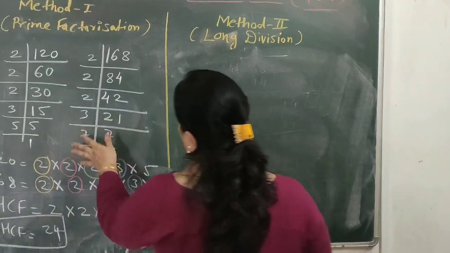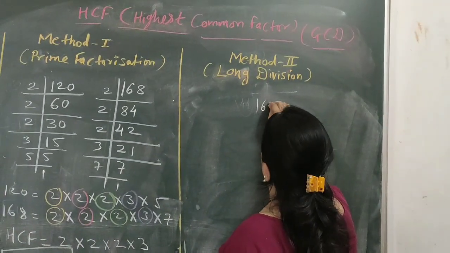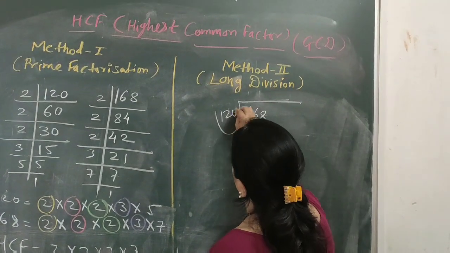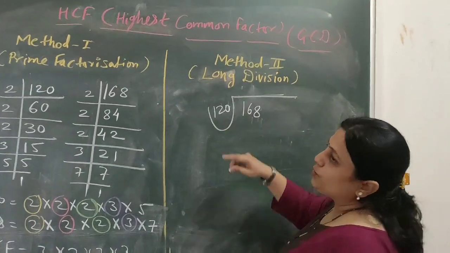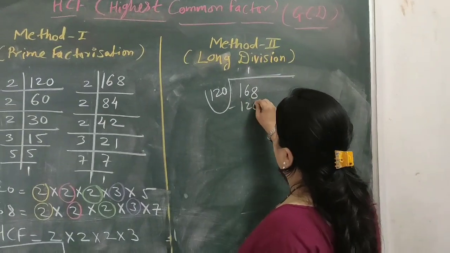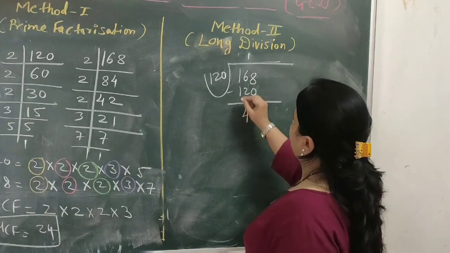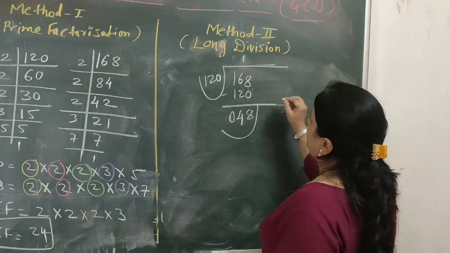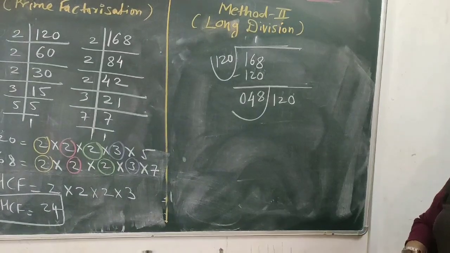Now the same example we will see with the long division method. 168 is the bigger number, so it is the dividend. 120 is the smaller number, so it is the divisor. So 120 2s are 240, we cannot divide. So 120 1s are 120. 8 minus 0 is 8, 6 minus 2 is 4 and 1 minus 1 is 0. Now the remainder will become the new divisor, and the old divisor will become the new dividend.